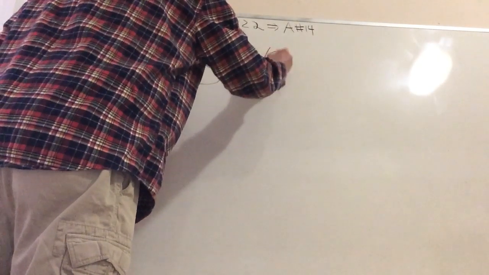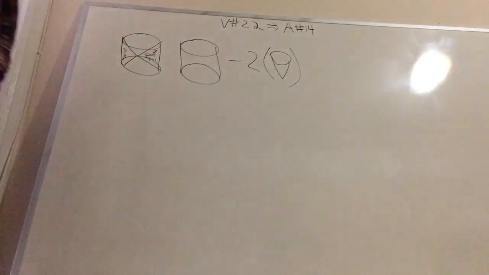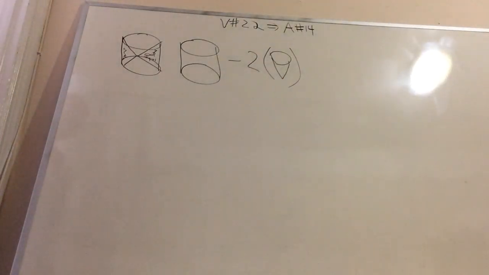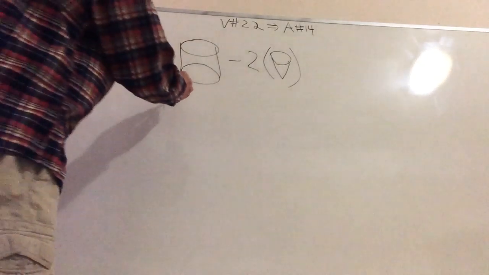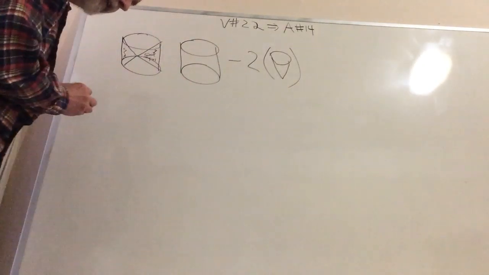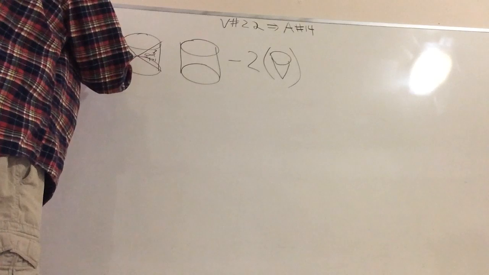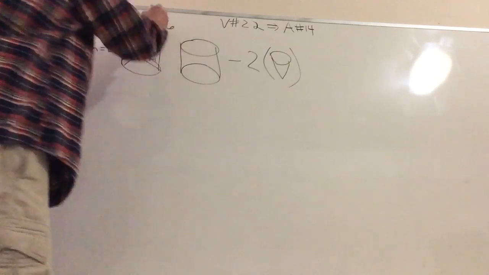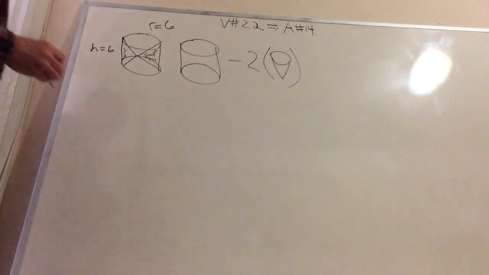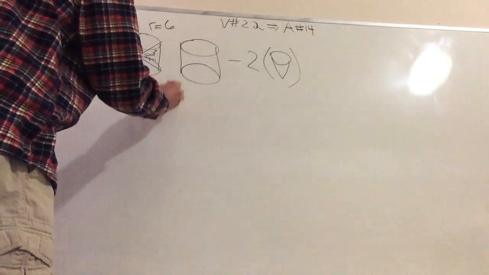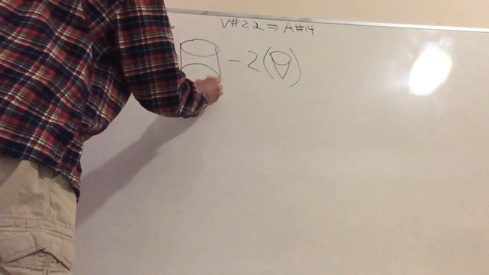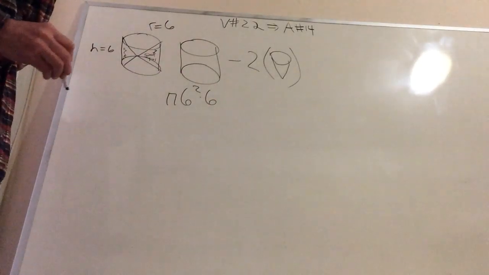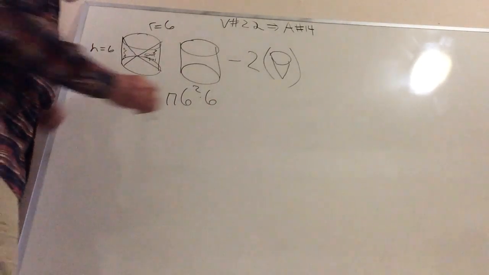And you should think like this when you do the math. It should be easy for you to do that. All right? So that's the setup. And once you set it up, you should be in pretty good shape. The data we're given is h equals 6 and r equals 6. We're always watching between r and d, okay? And there we set it up, and it's pi 6 squared times 6, the formula for your cylinder.